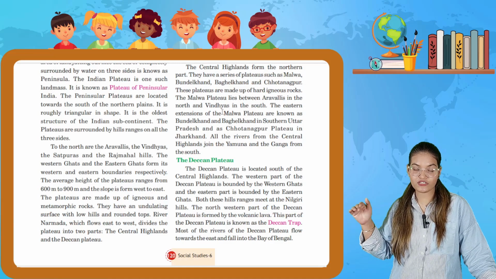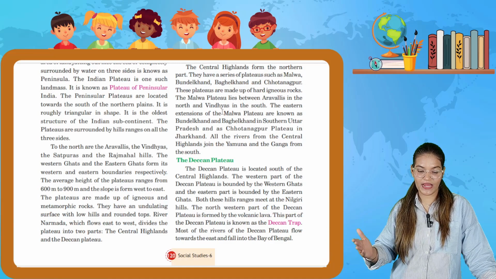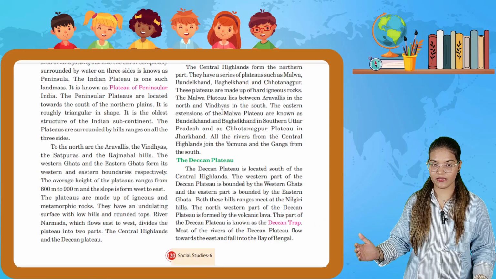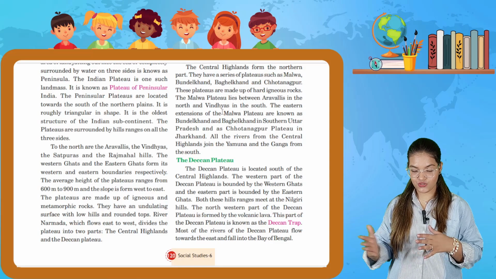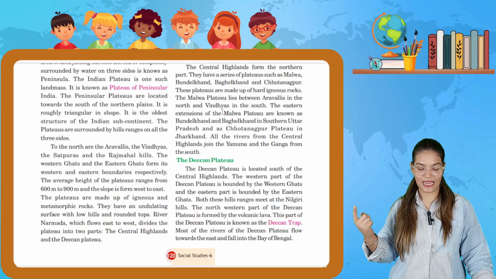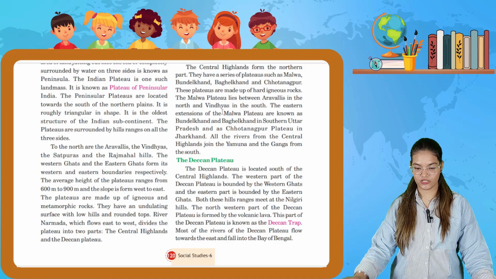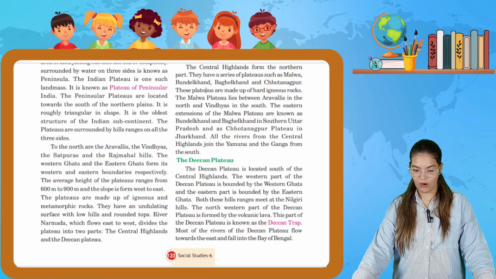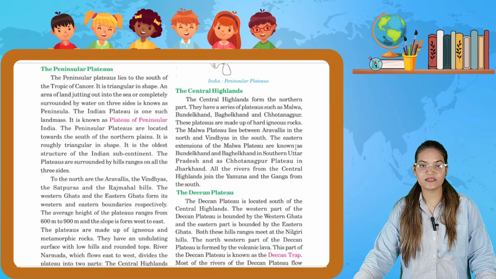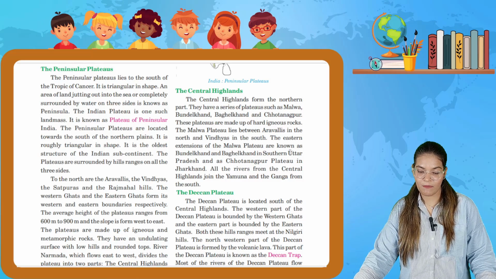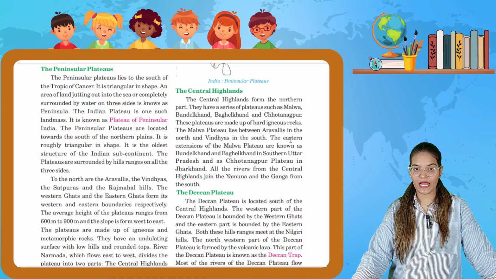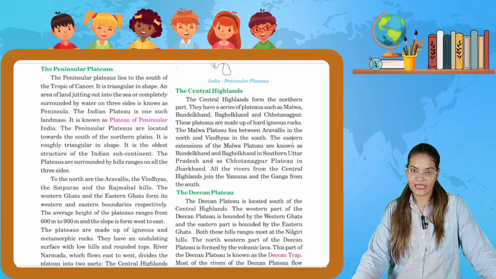River Narmada, which flows east to west, divides the plateau into two parts, right? जो flow करती है river Narmada from east to west, that divides into two parts: the Central Highlands and the second is the Deccan Plateau. So we will study about the Central Highlands from the northern part. They have a series of plateaus such as Malwa and Chota Nagpur. These plateaus are made up of hard igneous rock.